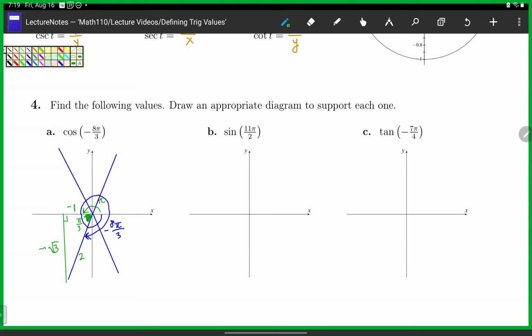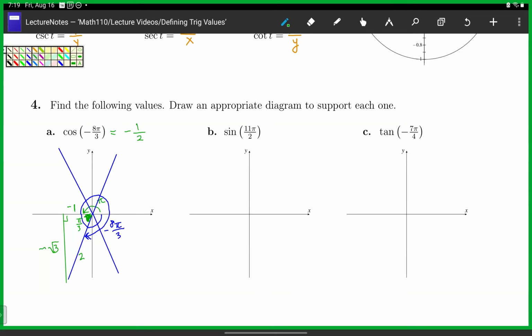And cosine is adjacent over hypotenuse. Adjacent is adjacent to the angle at the origin. So this is going to be negative 1 divided by 2, or negative 1/2. That is my picture that helps me figure out what cosine of negative 8 pi over 3 is.